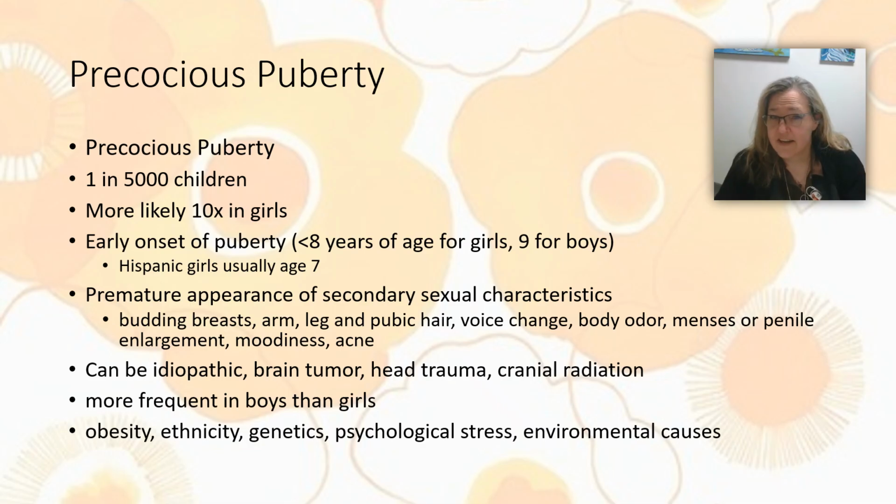Psychological stress can actually trigger precocious puberty. So, like in third world countries, if you go to where they have a lot of food insecurity or they're very poor, the psychological stress can trigger premature puberty in that age group so that the child matures faster so that they can deal with their situation. Or it could be environmental causes, and sometimes they'll never know what the underlying cause was.